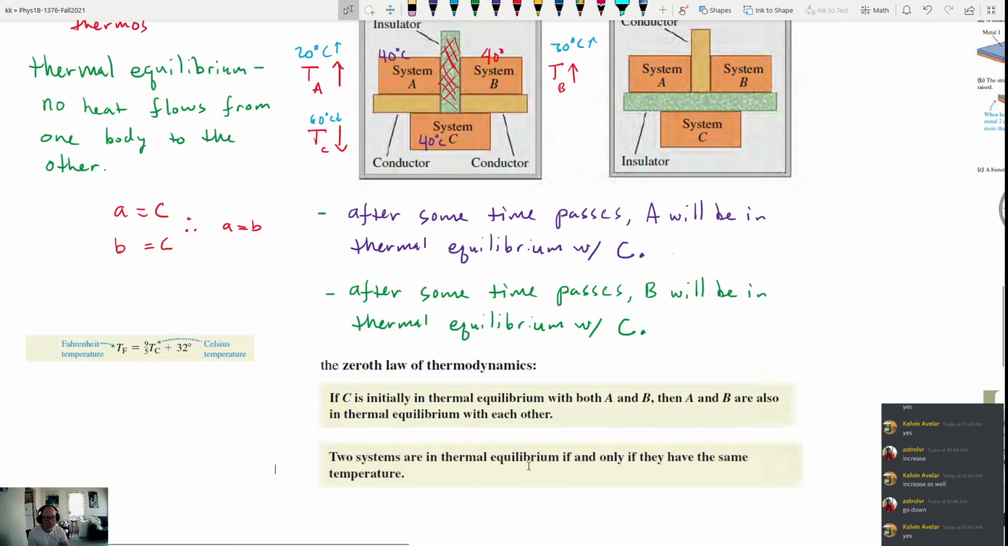Two systems are in thermal equilibrium if and only if they have the same temperature. The only way that systems can truly be in equilibrium with each other is if they have the same temperature. And that's our definition of thermal equilibrium. That's how we're going to know whether things have heat flow or not, is through temperature. Okay, does that definition make sense?